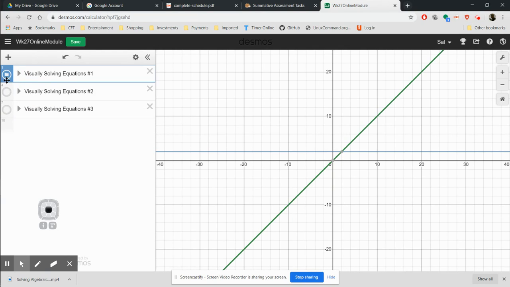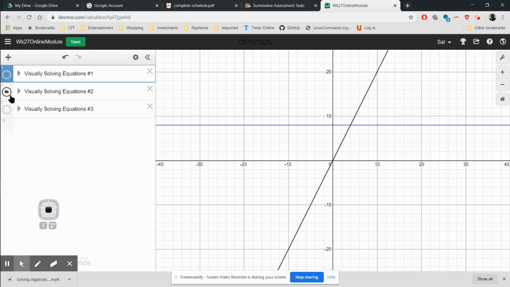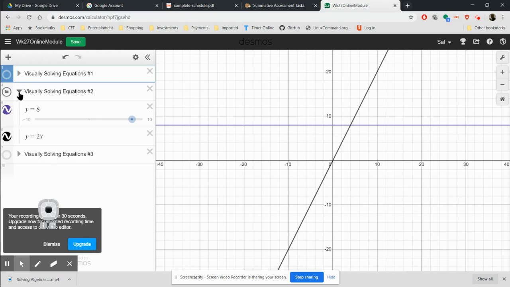Second one, we'll unclick that one. The equation was y equals 8 and y equals 2x. When are they equal? Graphically, these two equations intersect at the input of 4, output of 8. Therefore, x has to be 4, and both expressions are equal to 8. If you look at the work you did algebraically in the previous video, x equals 4 is your accurate answer, and that's how they're connected.